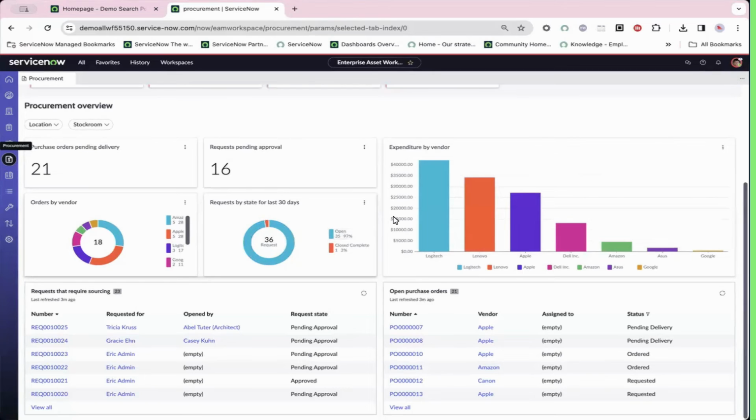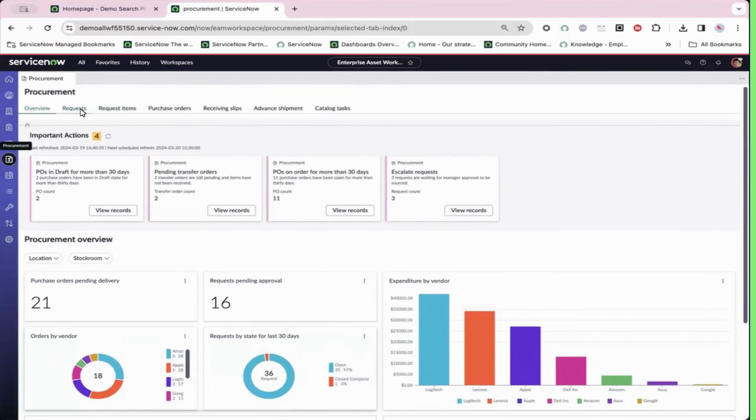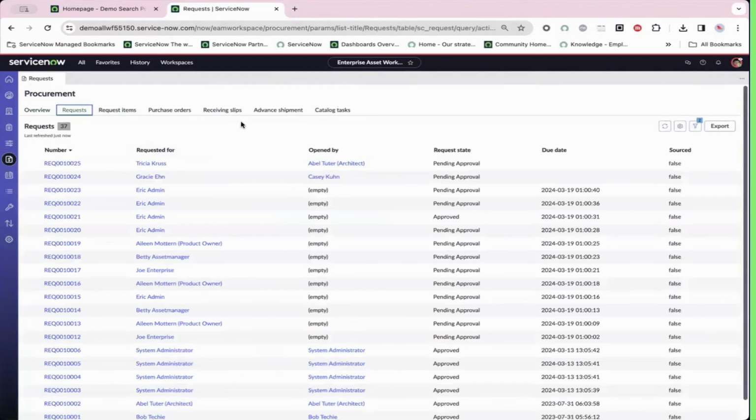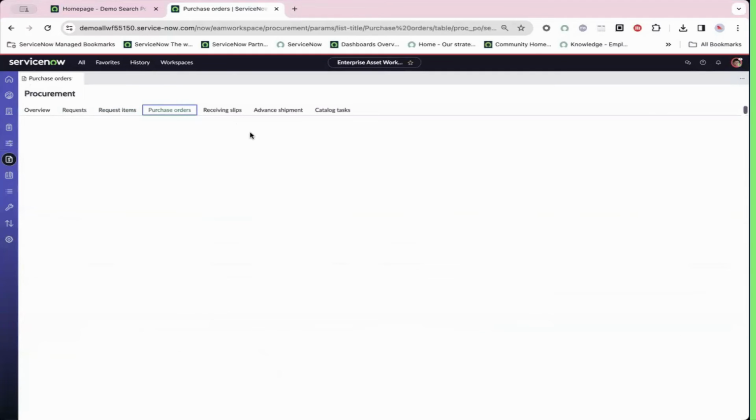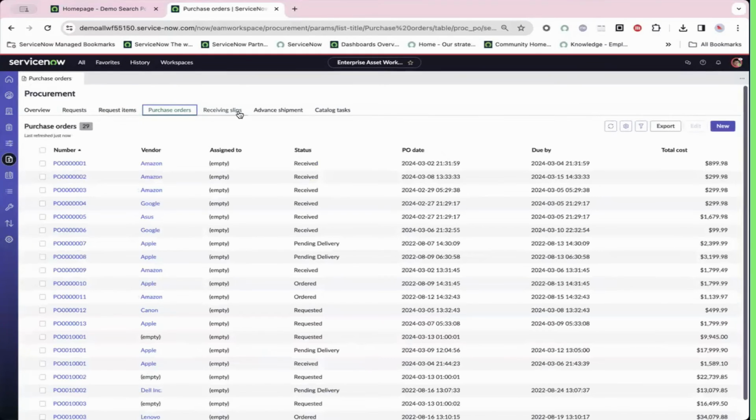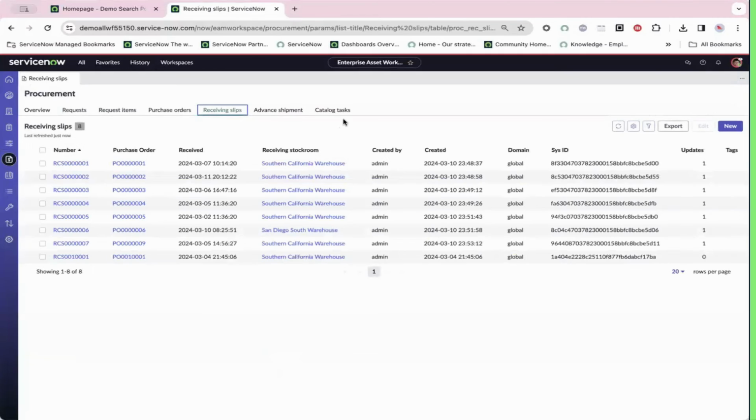You can also see how much we're spending per vendor and what requests are required to be sourced out to be ordered. And you can see here the open purchase orders as a list as well. And so you can see the request tabs here where you're able to see all of the requests coming in and who they are for, what those items are, and any purchase orders and any receiving slips that are coming in, as well as that advanced shipment notification.